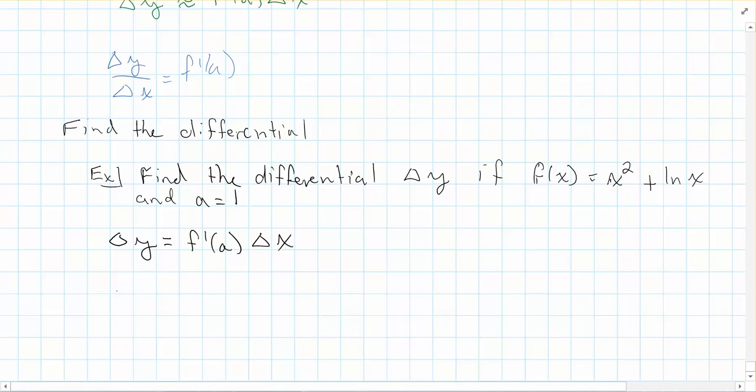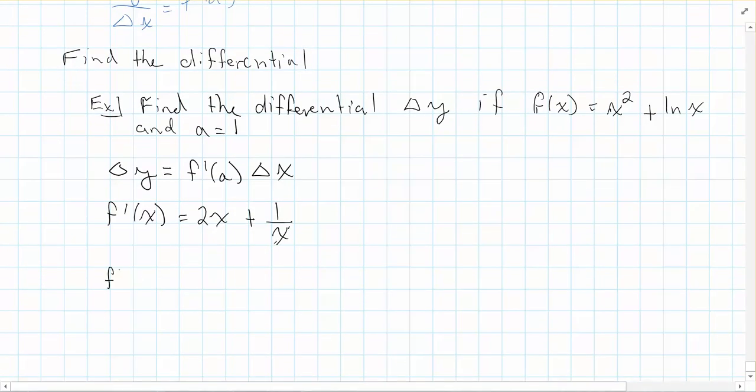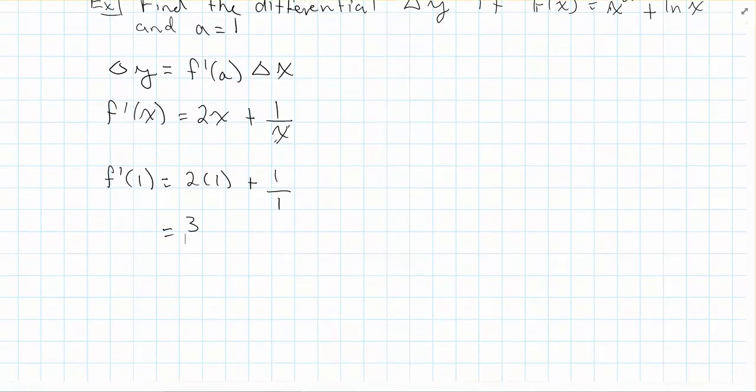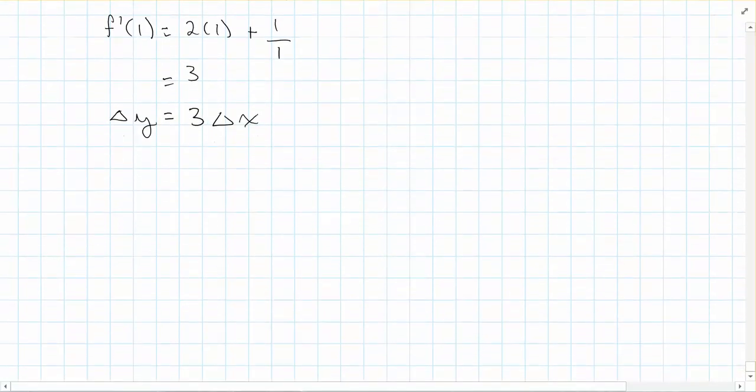Let's figure out what f prime at a is. f prime at x is 2x plus 1 over x. So then f prime at 1 is equal to 2 times 1 plus 1 over 1, which is equal to 3. So delta y is simply 3 delta x. And then we're done. That is all there is to these problems. Let's look at another one to make sure you understand how straightforward these are.